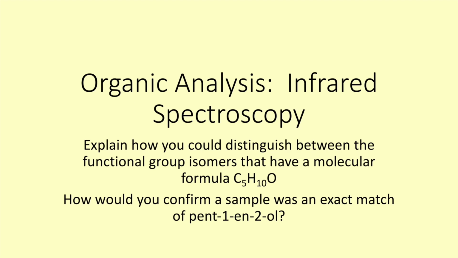So the next section we're going to look at is infrared spectroscopy, and hopefully by the end of this we'll be able to explain how you could distinguish between the functional group isomers that have a molecular formula C5H10O, and how you could confirm that a sample was an exact match of pent-1-en-2-ol.